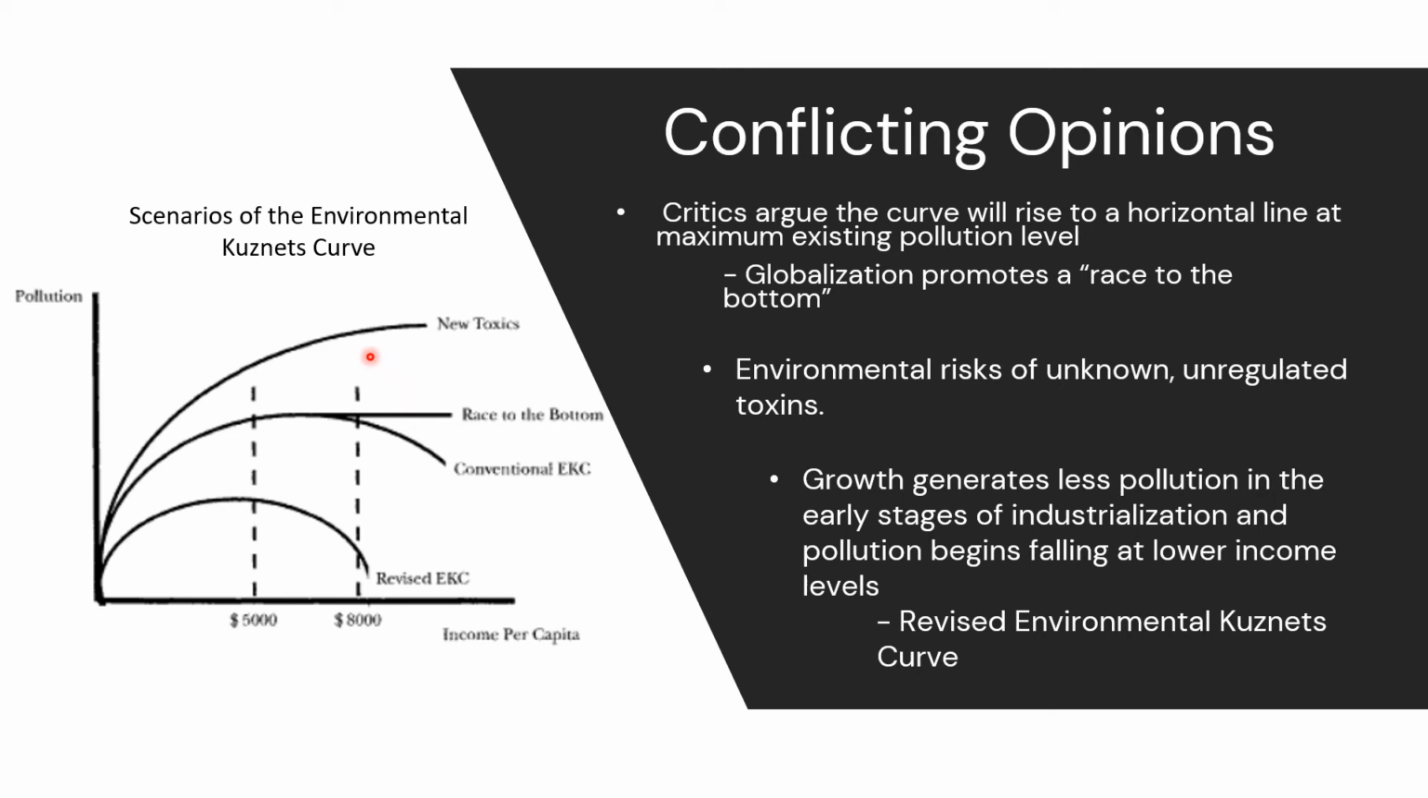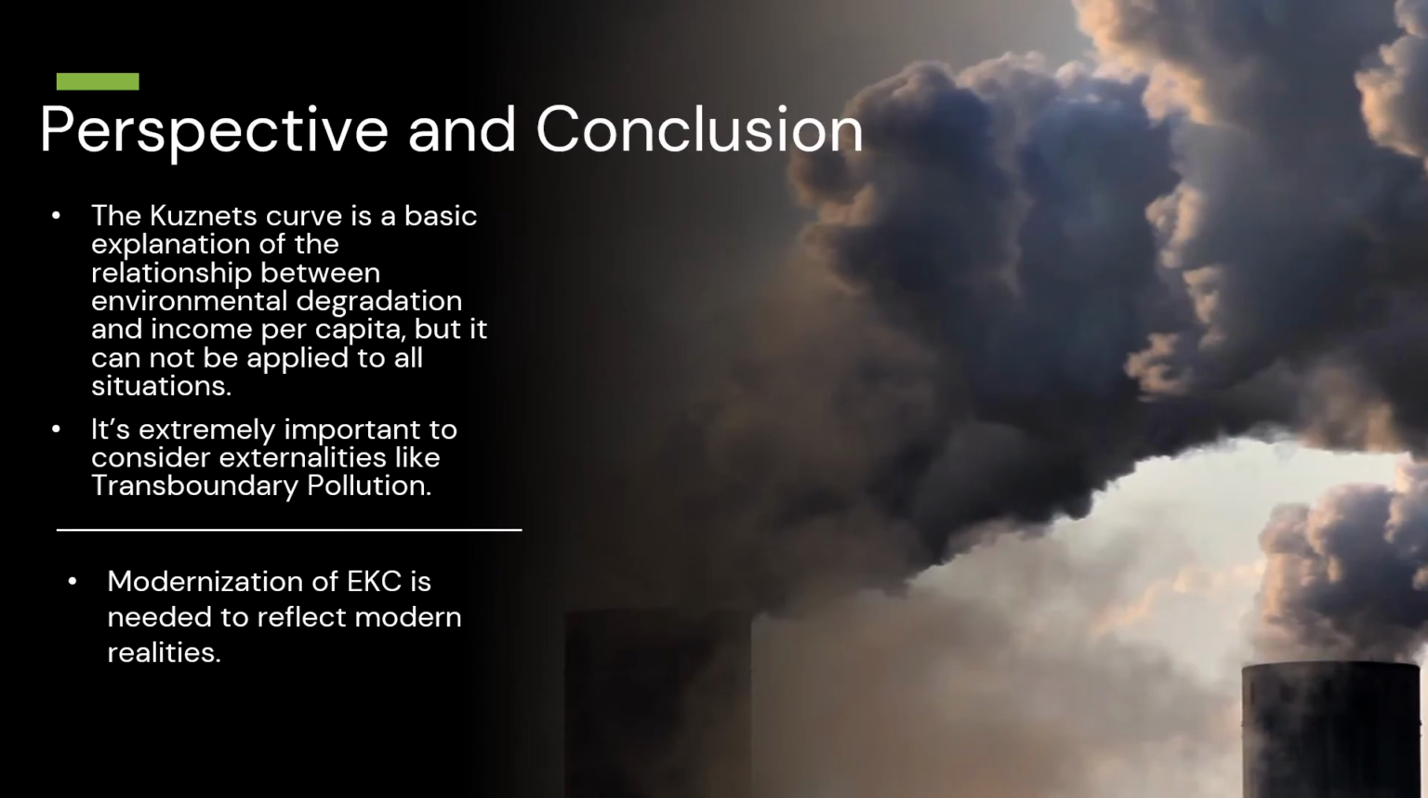The second scenario suggests that unregulated toxins could have a detrimental effect on the environment, if not handled in a safe way, which is why we see the curve drastically increase in the case of new toxins. The third scenario is similar to the current Kuznets curve, but critics suggest that growth generates less pollution in the early stages of industrialization, and pollution begins falling at lower income levels, which causes the curve to drop and shift to the left. That being said, only the revised Kuznets curve scenario is backed by empirical evidence. The other two are merely theoretical.